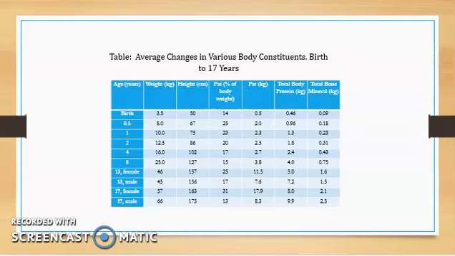This second chart is telling about the changes in various body constituents from birth to 17 years. So you can see here the age, and here you can see the weight, height, fat and body weight, and fat, total body protein, and total bone minerals. So this table is very clear and self-explanatory, and you can see the difference at different ages.